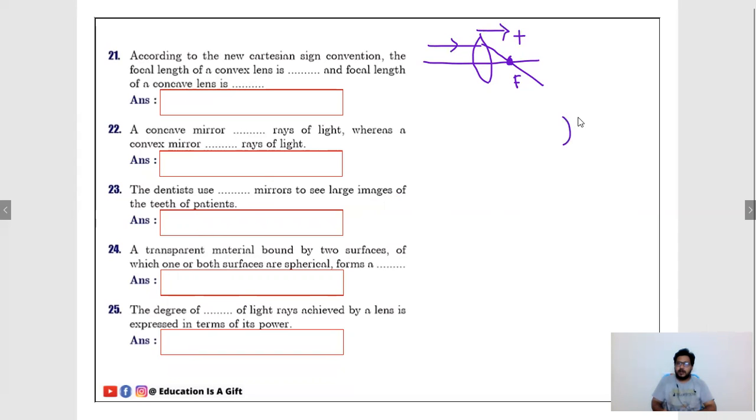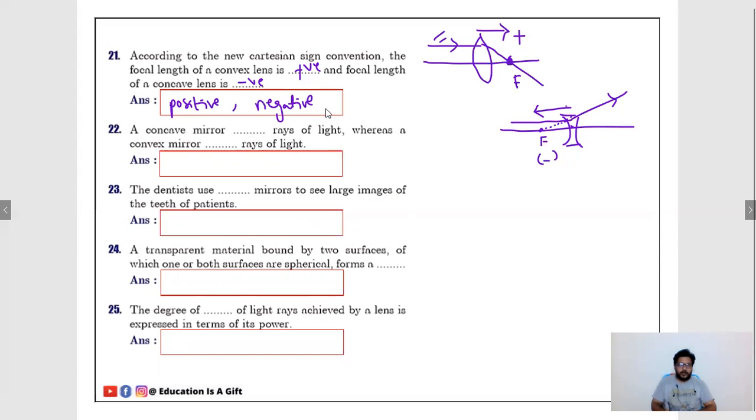In case of a concave lens, which is also known as a diverging lens, if a light ray is passing parallel to the principal axis, it diverges like this. But if you draw an imaginary line, focus lies here. So if you are moving from optic center to the focus in this direction, you have to take it as negative. So, 21st, according to the new Cartesian sign convention, the focal length of convex is positive and focal length of concave is negative. So the answer is positive, negative.